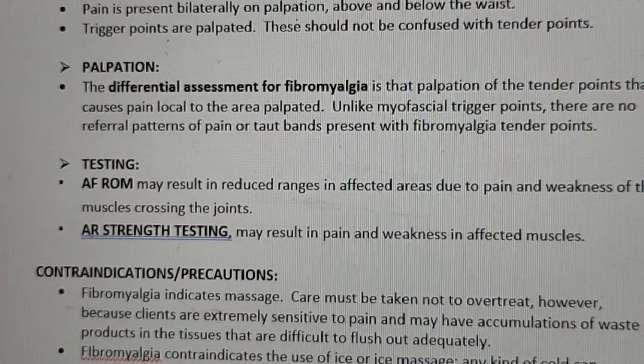For testing, active free range of motion (AFROM) may result in reduced ranges in affected areas due to pain and weakness of the muscles crossing the joints. So when you do active free range of motion, you're going to find this result. Active resisted strength testing may result in pain and weakness in the affected muscle. So when you do this testing, you'll have these results.